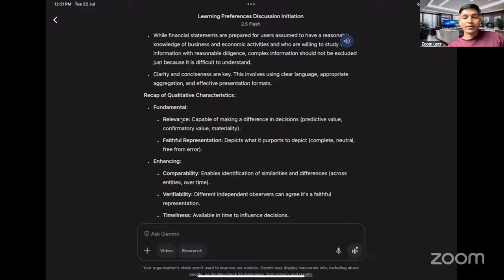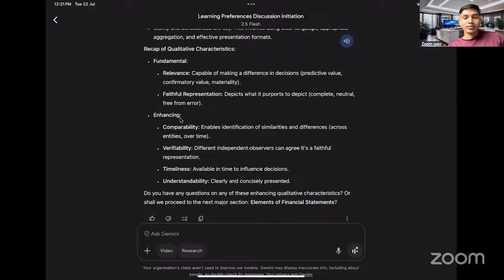Recap of qualitative characteristics. Qualitative characteristics are divided into two types: fundamental and enhancing. Fundamental are categorized into two: relevance and faithful representation. Relevance means capable of making a difference in decisions, with predictive value, confirmatory value, and materiality. Faithful representation depicts what it purports to depict: complete, neutral, and free from error. Enhancing: comparability, verifiability, timeliness, understandability.